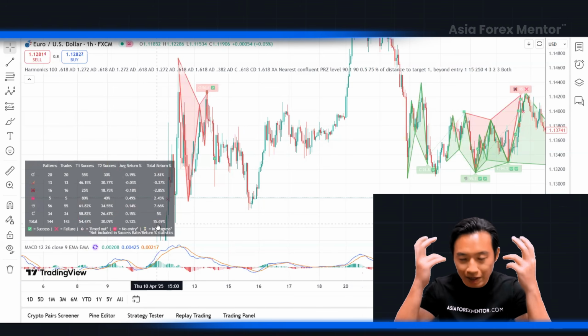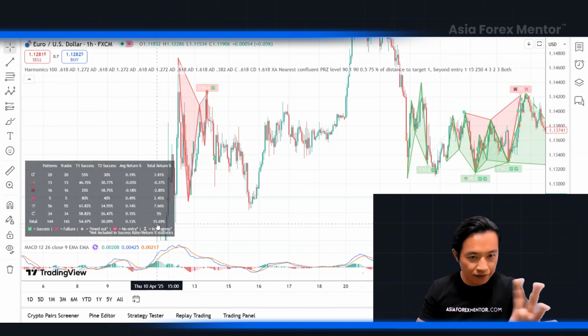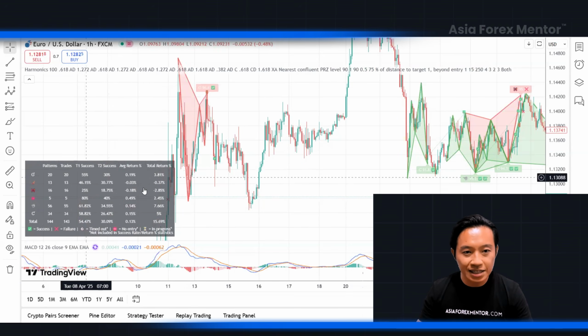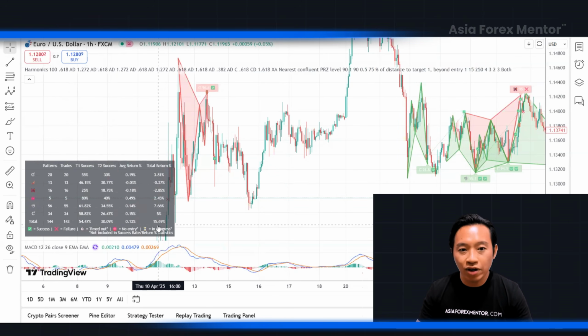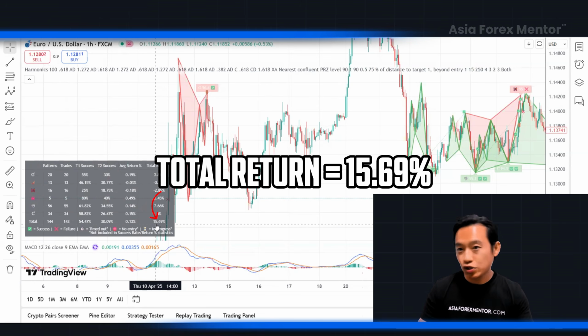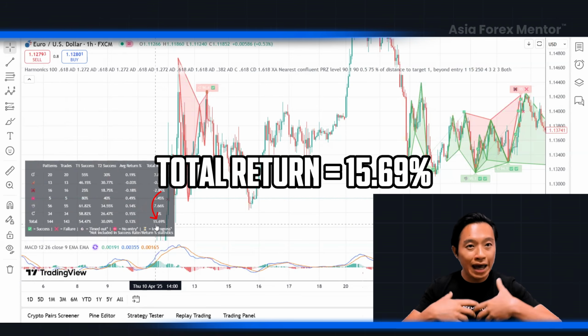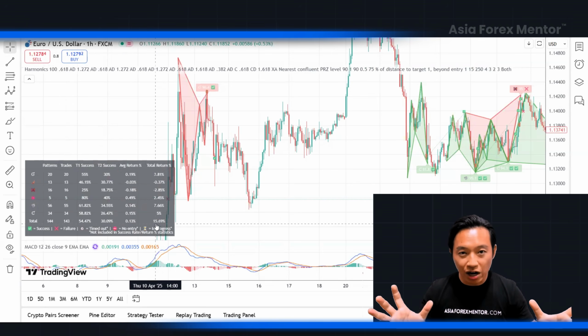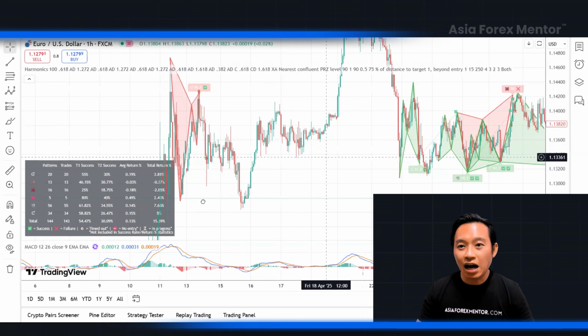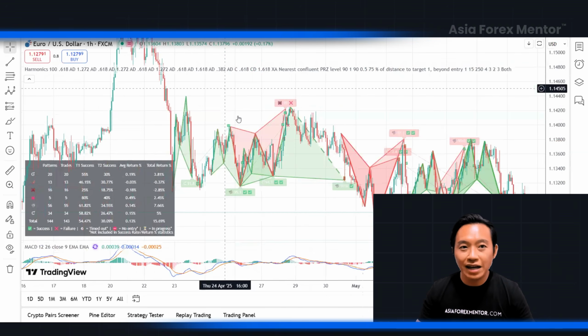But if you just go blindly, I'm just saying, if this backtesting report is true, if you just go blindly on this, the total return based on the harmonic pattern itself is actually 15.69%. So it's positive, even without any additional confluence, confirmation, candlestick patterns, etc. So this is how you can use it to identify certain patterns.